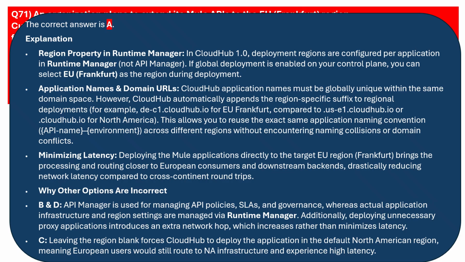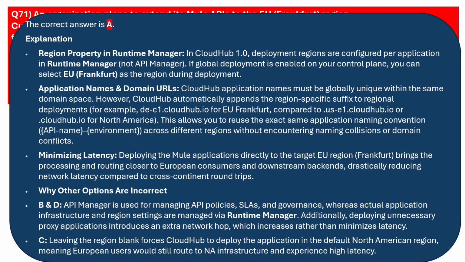Application names and domain URLs. CloudHub application names must be globally unique within the same domain space. However, CloudHub automatically appends a region-specific suffix to regional deployments, for example, -c1.cloudhub.io for EU Frankfurt, compared to .us-e1.cloudhub.io or .cloudhub.io for North America. This allows you to reuse the exact same application naming convention, API name-environment, across different regions without encountering naming collisions or domain conflicts.